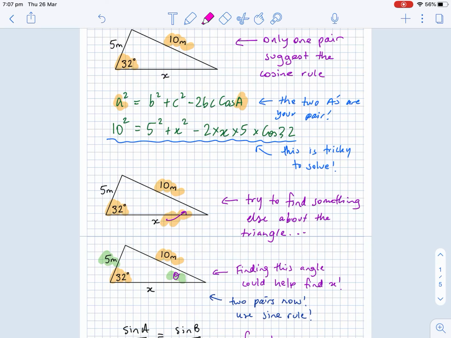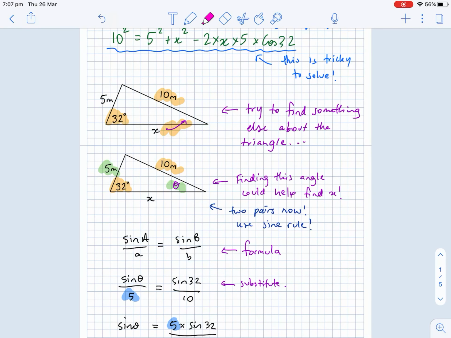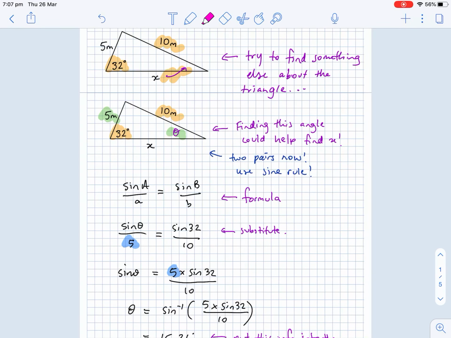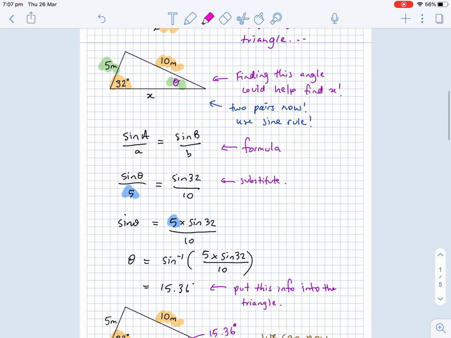The reason why I'm looking at that angle is because that is the pair with this 5 that I've got. And we can find that one quite easily by using the sine rule, because suddenly now I've got two pairs. So I tried to make pairs. So we can do that. We can use the sine rule here to find out what this theta is, even though we don't want that in the end. Okay, so theta and 5 go together, just like that.